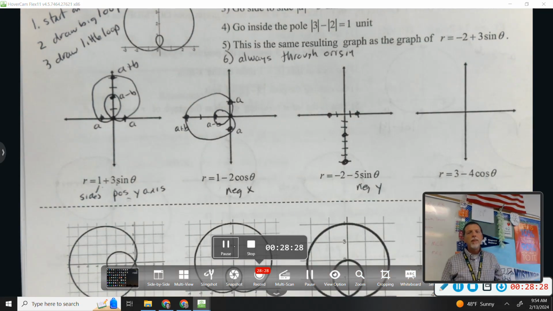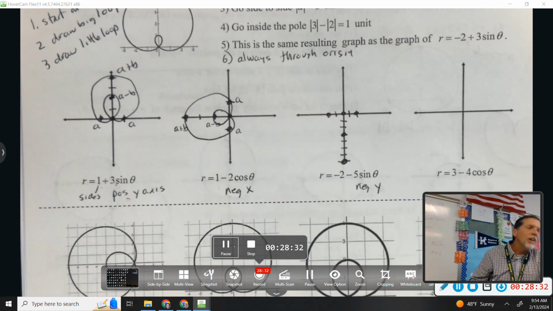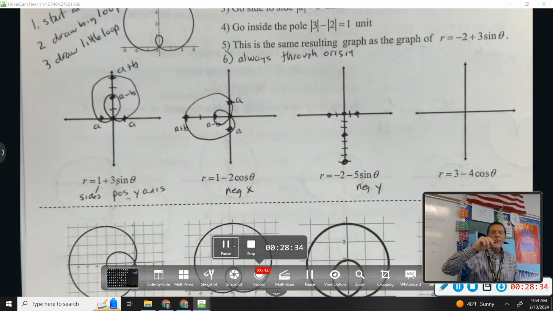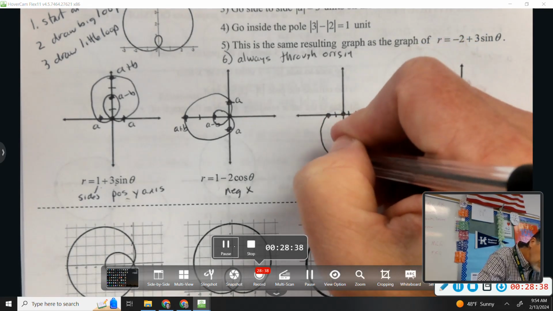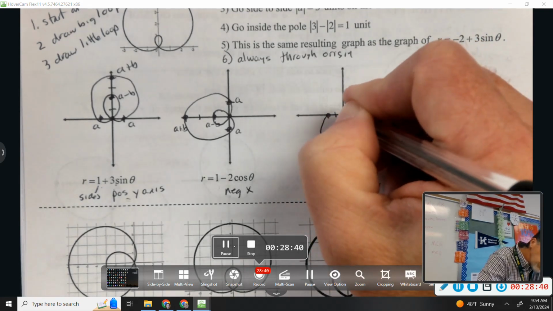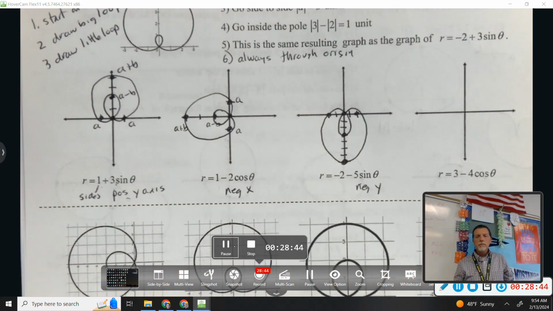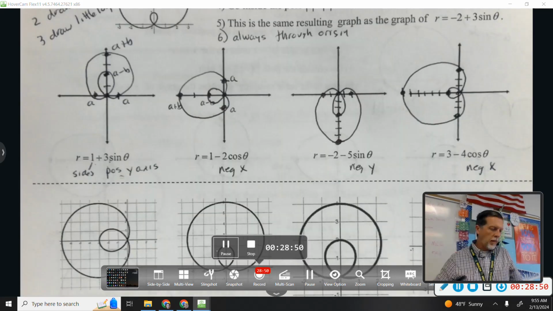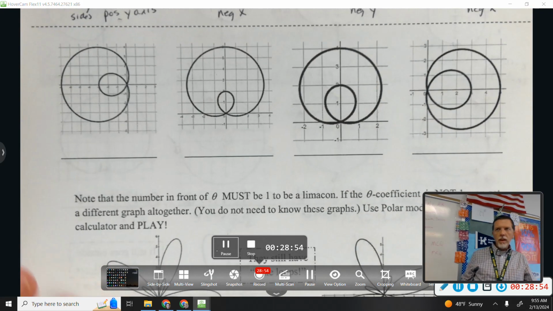Again, include the origin, start at the origin, draw the big loop, and then draw the little loop. Why don't you try that last one? And then we got some where we think backwards. Again, follow the same thought process.